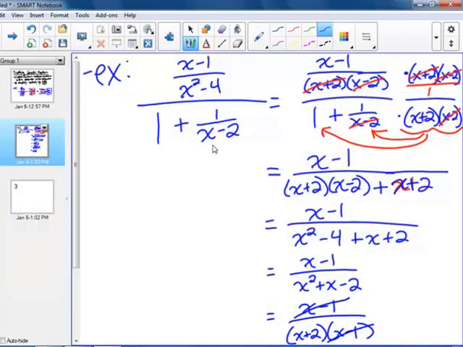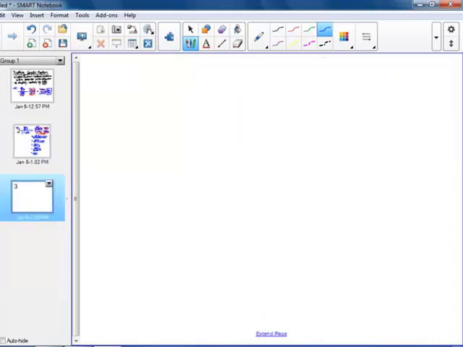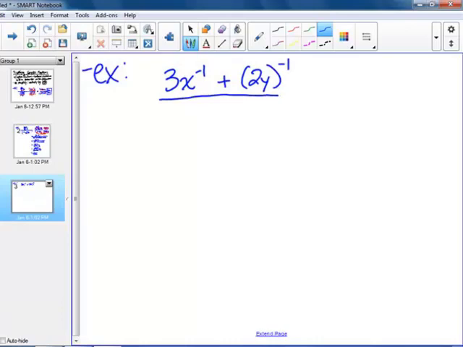Okay, let's do one more. Now this one is going to look a little different when we start, but when we rewrite it, it's not going to be that different. So let's say I have on top 3x to the negative 1 plus, in parentheses, 2y to the negative 1 all over x to the negative 2.